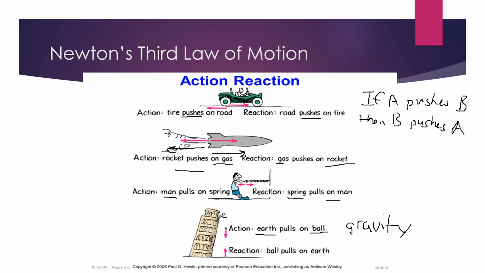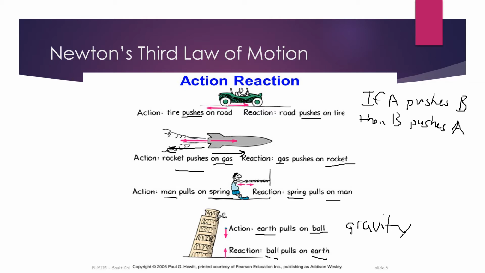Action, reaction. The ball is technically pulling on the Earth. However, when you drop a ball, it's not like the ground flies up into the air to meet the ball. No, the ball falls. What is the difference between a ball and the Earth? The mass. And we know that mass and acceleration are inversely proportional.